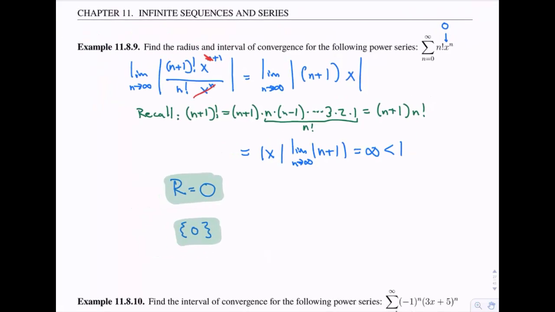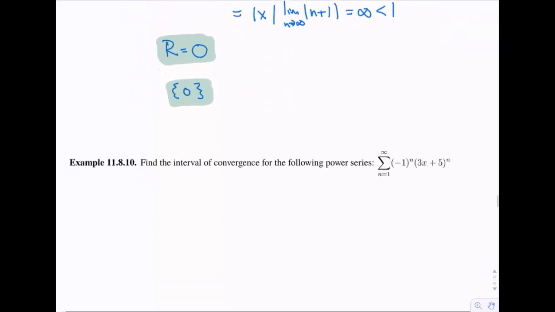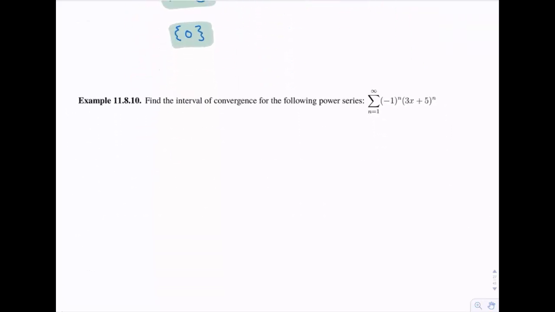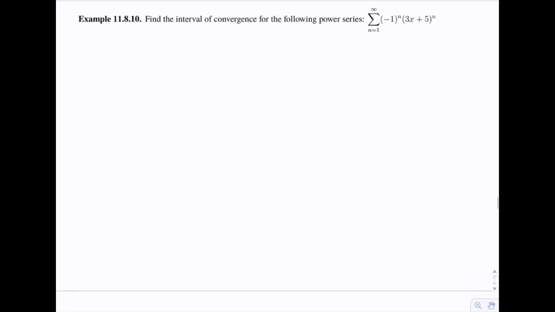So this is one of these cases, right? We said that sometimes it'll always converge and the radius will be infinity. Sometimes it won't converge, the radius will be 0, except for maybe a single point. And then sometimes there's a nice radius of convergence.